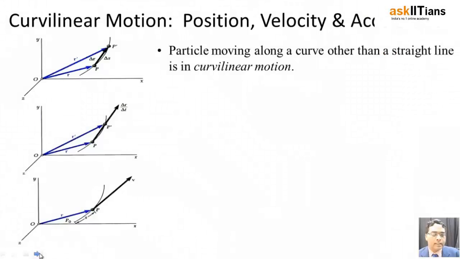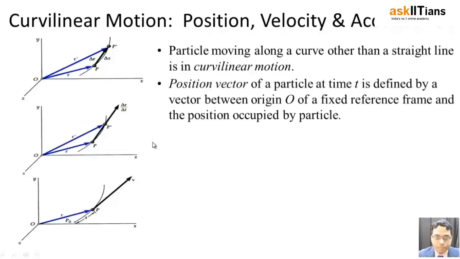So what do we understand about the other type of motions? Let's talk about curvilinear motion, when the particle is moving along a curve and not in a straight line. That is what is meant by curvilinear motion. Its velocity is changing at every instant of time because it is moving, so therefore it is going to be an accelerated motion.